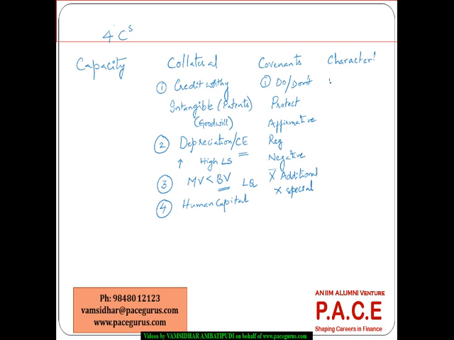Similarly, when I am talking about the character, it's purely the management's willingness to repay. Here there are two dimensions. Management's ability to repay, generate cash to repay the loan, is a measure of capacity. But the willingness, commitment, the behavioral issue is more a function of character. So probably looking at the qualifications of the management, right?